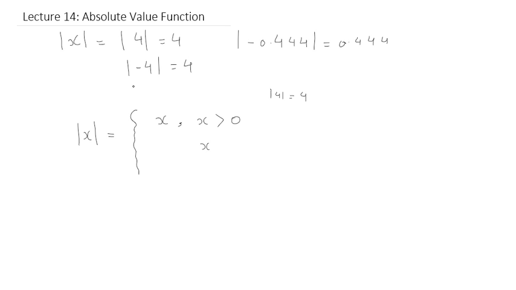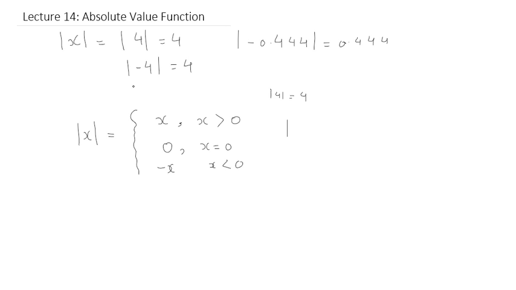But at x equals 0, we know that the absolute value of 0 is going to be 0. There's no sign associated at this point, right? Though it won't really matter for x equals 0. What happens for x less than 0? That's the third part of this piecewise function. Well, as it turns out, this has to be negative x.